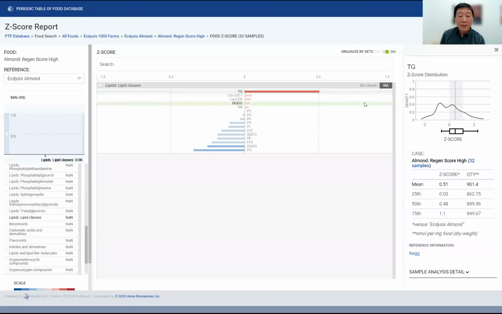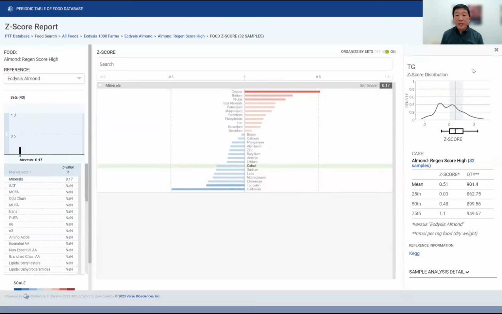I'll note that existing food composition databases generally don't capture this kind of breakdown into specific lipid classes, and that some of these lipid classes, the MGDG, SQDG, and DGDG, these are plant-specific lipid classes that are being profiled for the very first time using PTFI methods.